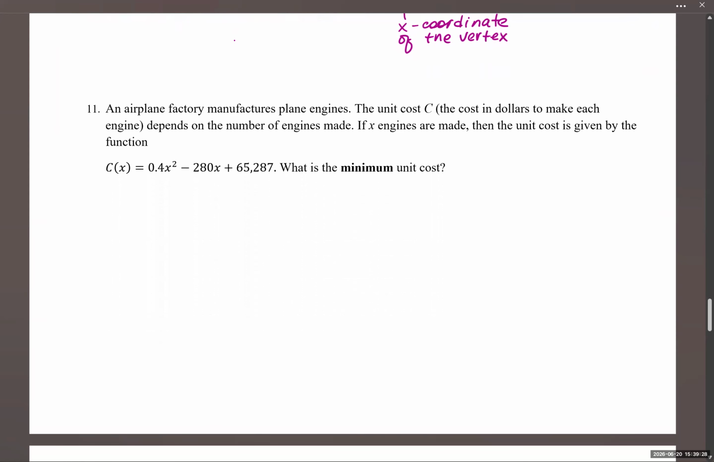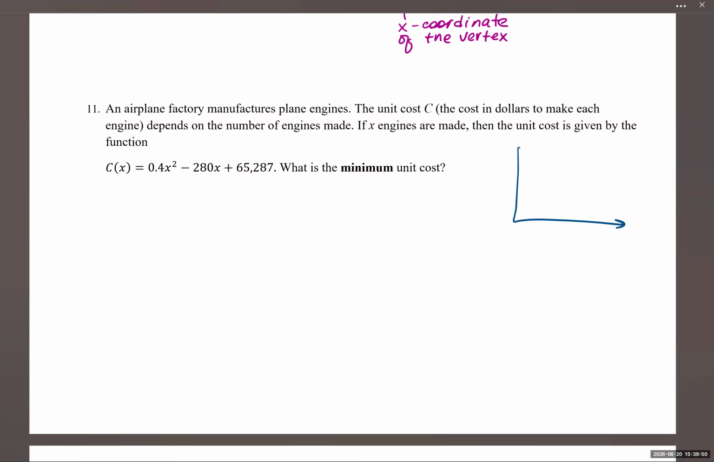Number 11, an airplane factory manufactures plane engines. The unit cost C, the cost in dollars to make each engine, depends on the number of engines made. If x engines are made, then the unit cost is given by this function. What is the minimum unit cost? It does help to picture these a little bit.